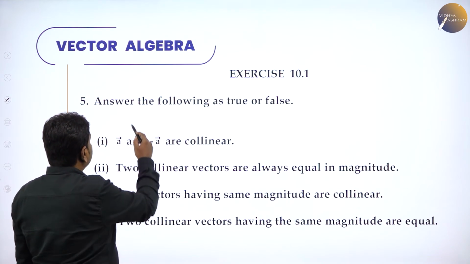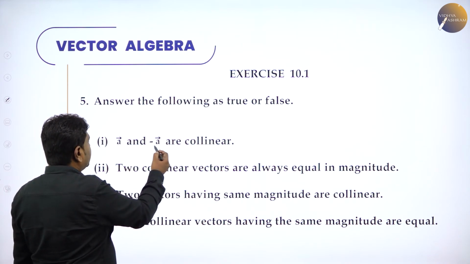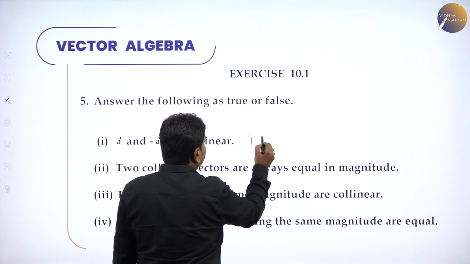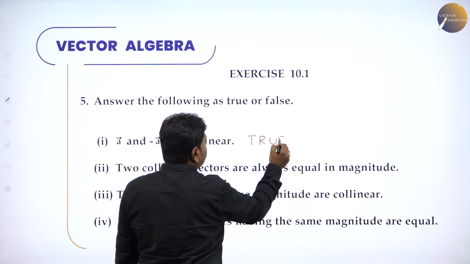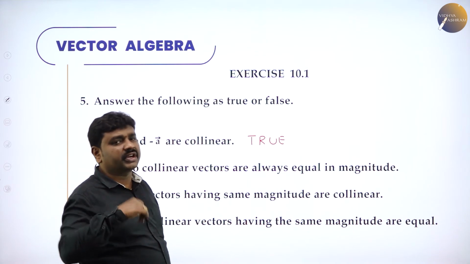Then answer the following as true or false. Vector A and vector minus A are collinear. Yes, true. Why? Because vector A and vector minus A, the negative of a vector. Negative of a vector means what? It will have the opposite direction. For both we can draw a parallel line.